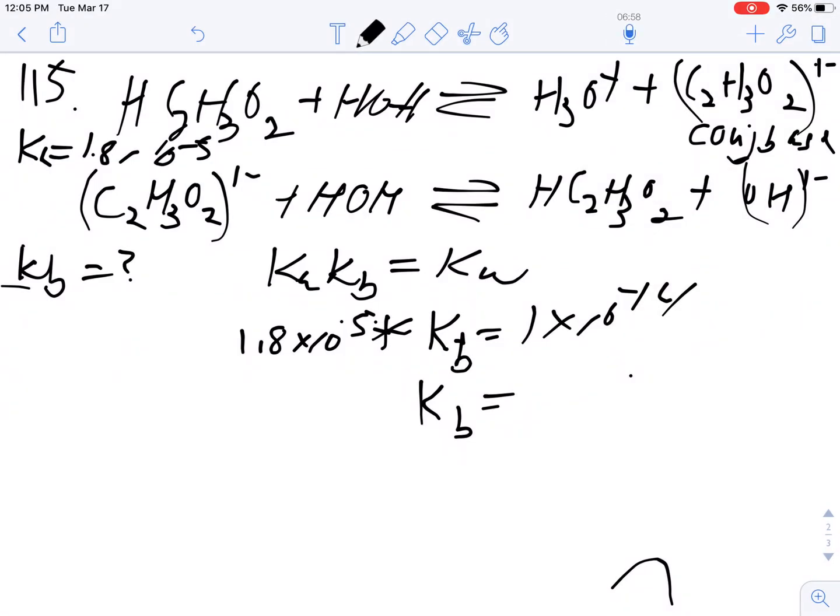So I apologize, I got interrupted in that problem. But we can continue on solving it now. Like I said, we know the Ka for acetic acid, we know the Kw, so then we can just solve for the Kb.